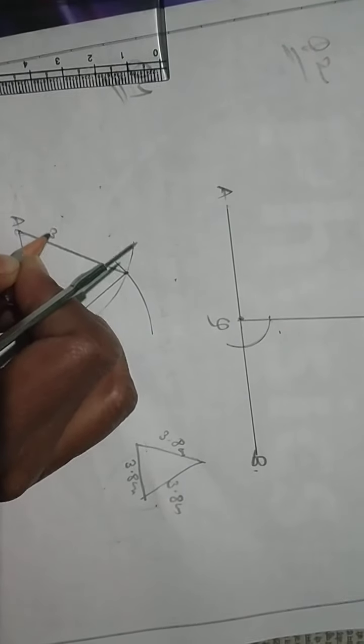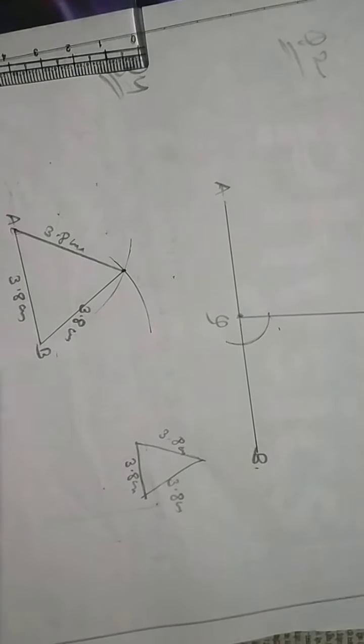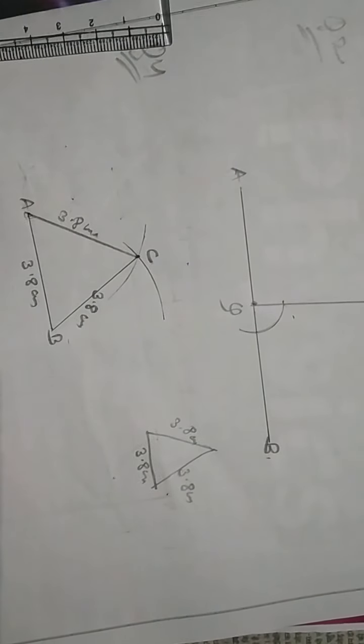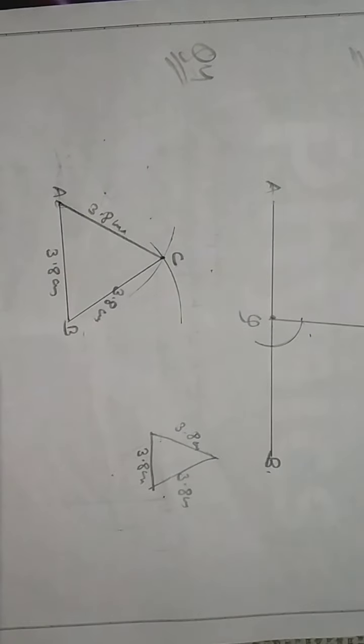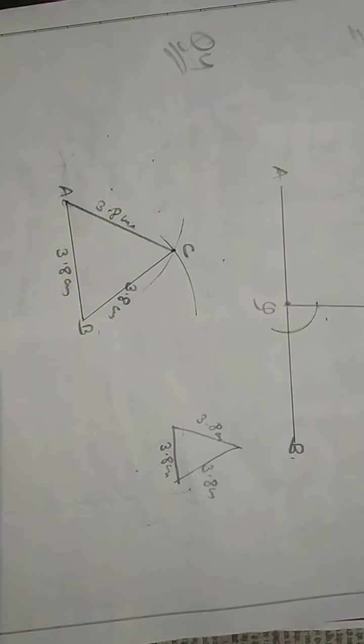This is also 3.8 centimeter and this is also 3.8 centimeter. Suppose this is point C. ABC is your equilateral triangle of side 3.8 centimeter. Understood? Now question number 5.